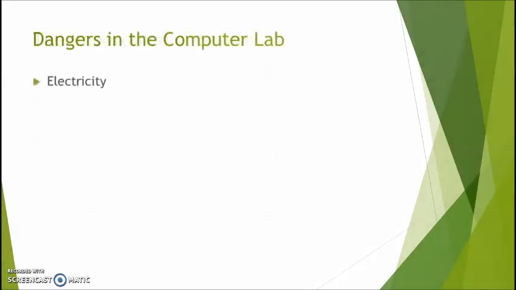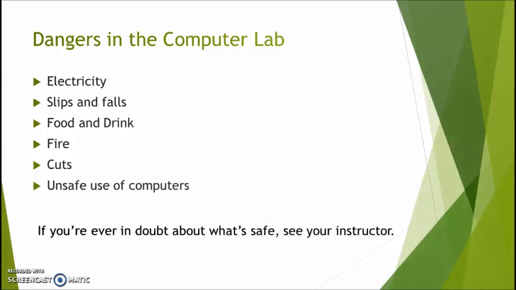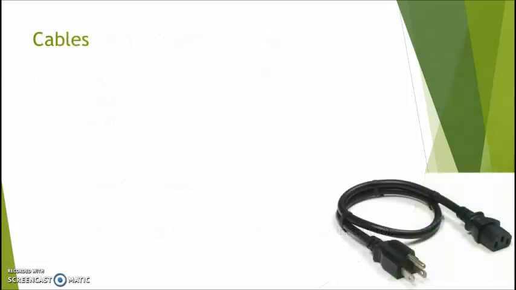Okay, so what kind of dangers do we face? Well, in brief, we work with electricity, of course. There's always the risk in the school of slips and falls. Food and drink represent a specialized risk in the computer lab. We have the potential, of course, for fire, for cuts, and unsafe use of computers represents a risk as well. If you're not sure about what's safe, you need to talk to your instructor before you start work. So let's dig into some of these things in detail.